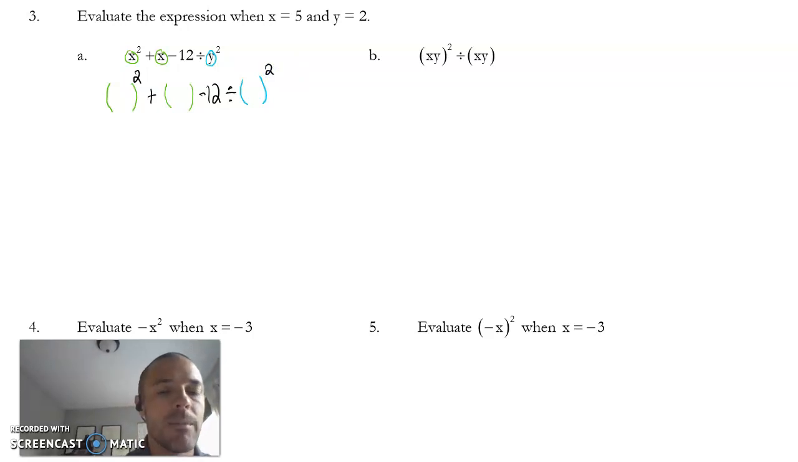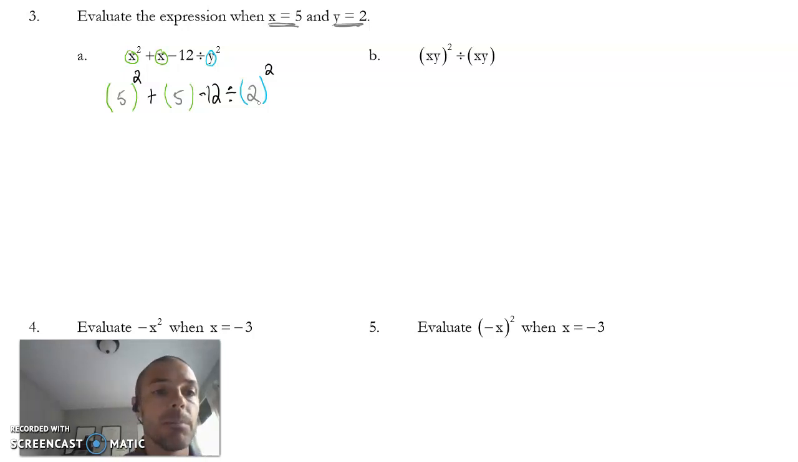Now and only now am I going to go and substitute. Anywhere I had an x, I'm going to put a 5. So that's going to be a 5, and that's going to be a 5. Anywhere I had a y, I'm going to put a 2. That's going to be a 2. From here, we should be able to simplify that, follow it, by using the order of operations.